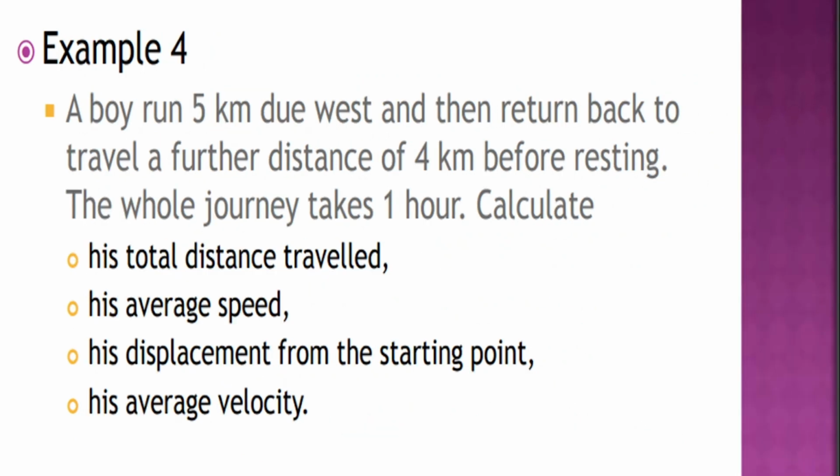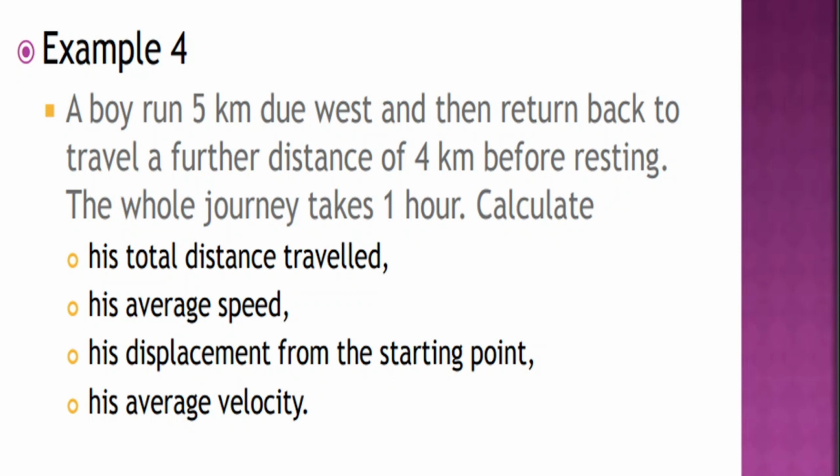In this example, a boy runs 5 kilometer due west and returns back to travel a further distance of 4 kilometer before resting. So in the first condition, the boy covered a 5 kilometer distance due west, and then from that point he returned back towards his starting point 4 kilometer. So what will be the distance traveled? Simply adding these two values, 5 kilometer and 4 kilometer, will give you 9 kilometer. So the total distance traveled by the boy is 9 kilometer.